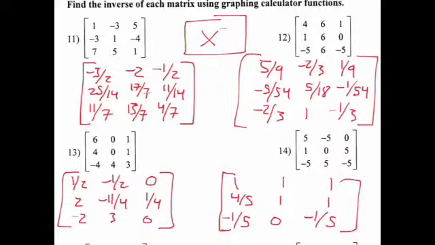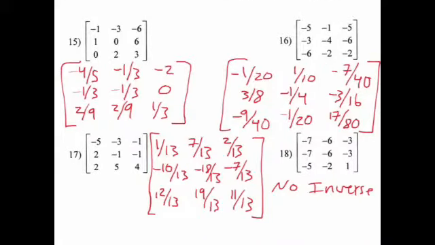So here's the first four. Pause if you need to. I'm going to switch to the next one though. Here are the next three, and when you get to 18, it gives you an error saying it's a singular matrix. That just means that the determinant is 0, and if the determinant is 0, there is no inverse. So 18 has no inverse.